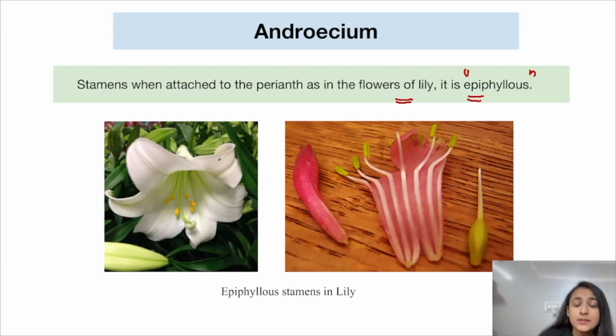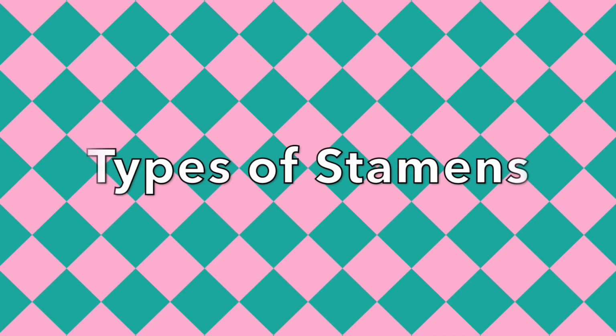And see here, this was the white flower of lily. This is a reddish kind of flower of lily, red flower of lily. If you peel off one of the tepals, you can see this is how the stamens are attached to the tepals, like this. This is how they are attached to the perianth. So such condition is epiphilous condition. Okay, and these kinds of stamens are found in lily. Alright, now let us move forward.